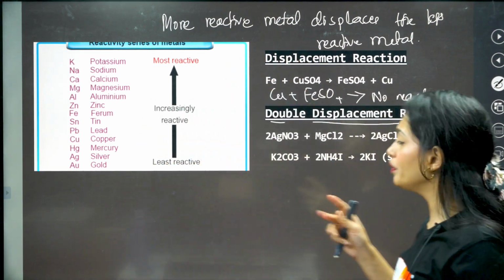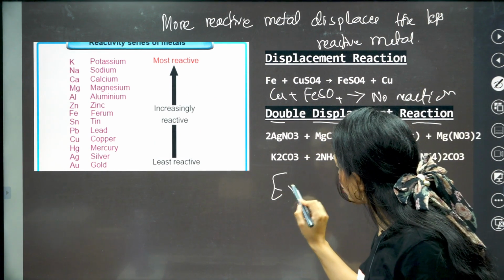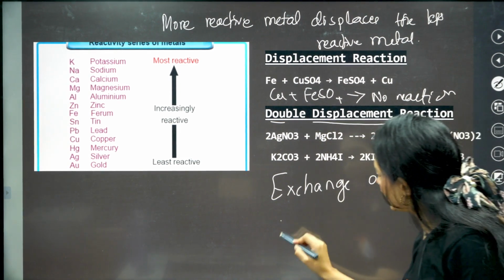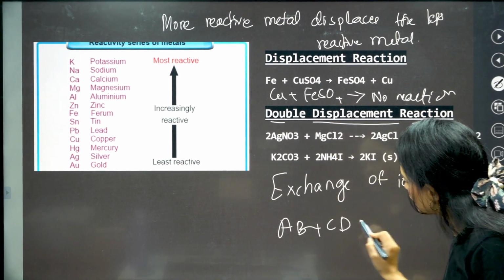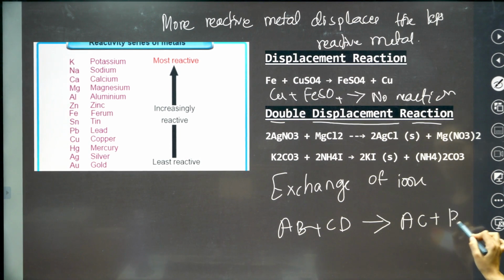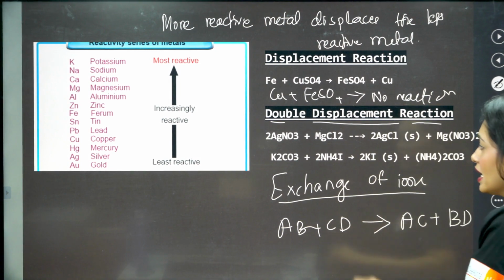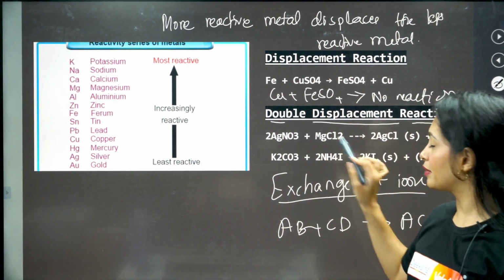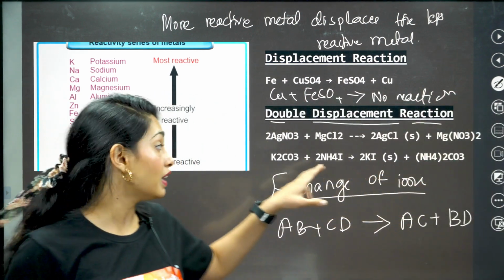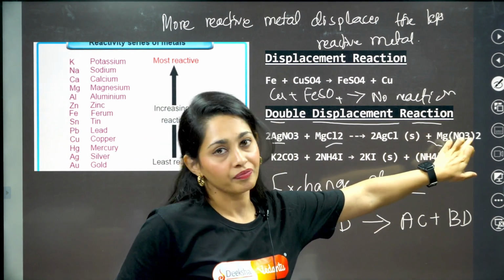Okay. Moving on. So double displacement reaction, 2AgNO3. Here, exchange of ions is going to happen. So AB plus CD: A is going to combine with C and B is combining with D. AB plus CD gives AC plus BD. Exchange of ions. AgNO3 reacting with MgCl2, that is silver nitrate reacting with magnesium chloride to give silver chloride, see here, silver and chlorine, and magnesium nitrate.